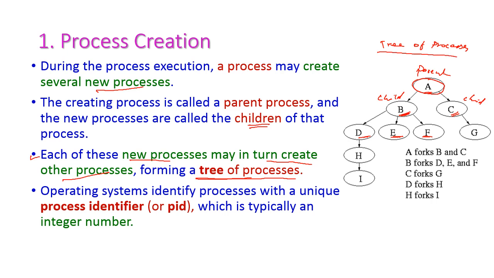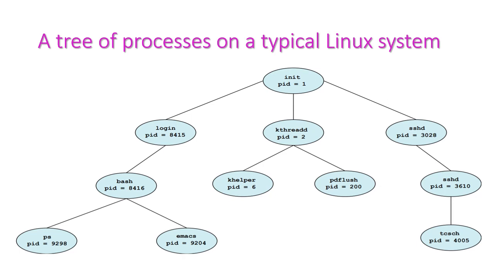All the processes are identified by a process identifier. This is a unique number, normally an integer. This is an example tree of processes for a Linux system. This is our topmost parent, the root parent. Init is our parent, and every process has its own process ID, that is PID, which should be an integer number. By using the PID only we can refer to that particular process.